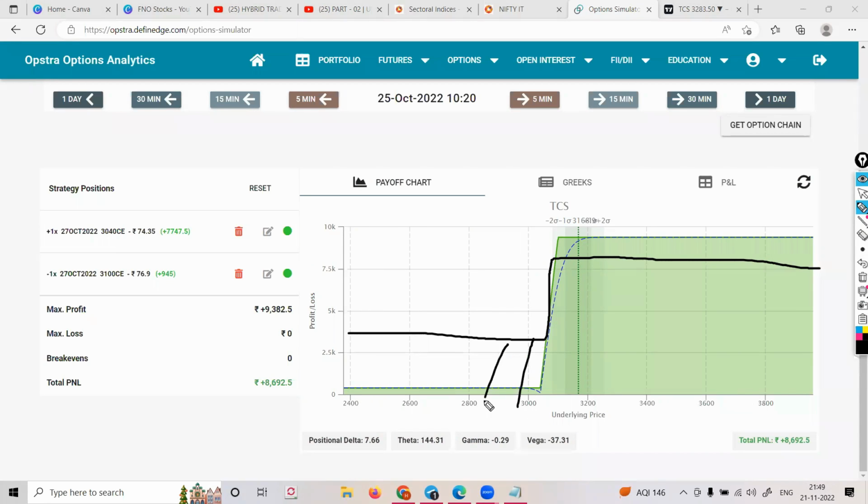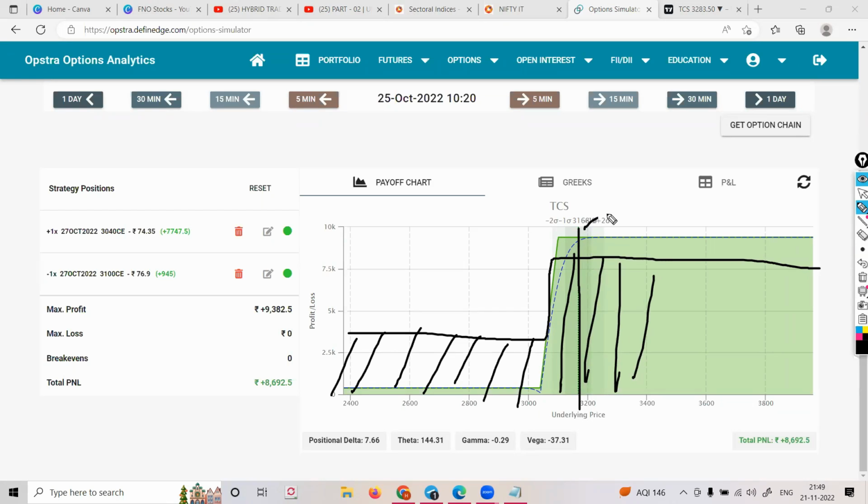So this area would have been filled with profit, right? Even this is profit. Even if the market stands somewhere here, you will get maximum profit. Even if the market falls, at least you will get 5 to 6% profit. And if you had done the in-the-money credit spreads, you could have increased your profit to 16,000.